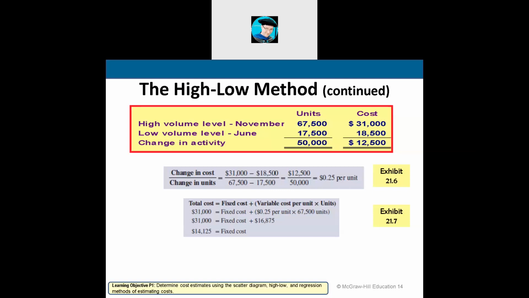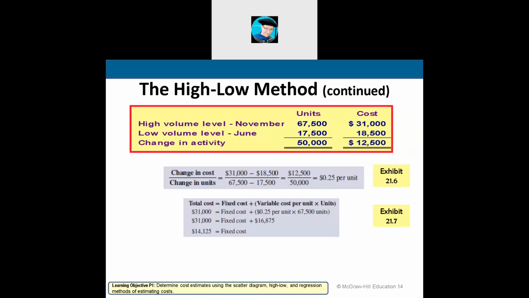Well, you're like, oh, Dr. B, that doesn't sound like a big deal. It is. Changing 25 cents means a lot. Why? Because a change of 25 cents per unit, when you're making 67,500 units, that's $16,875. Okay, that's why it's a lot, right? So now we know the change per unit, 25 cents.